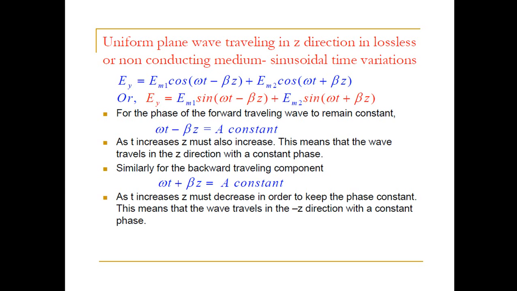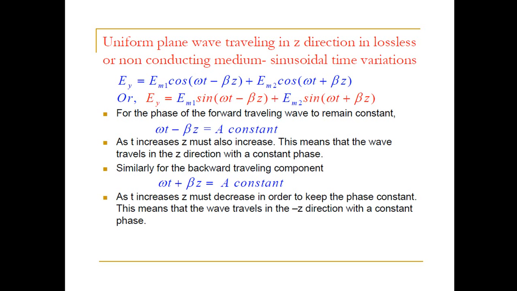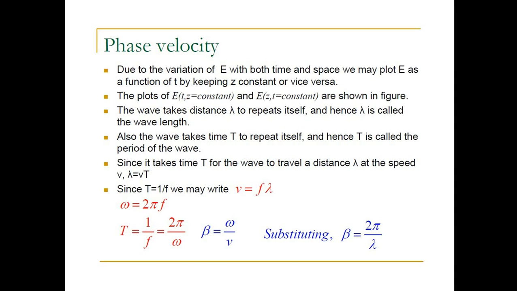To have the constant phase of the phasor value, we have to have this omega t minus beta z to be a constant value. With the increase of t, we have to increase the value of z, and in the same way, as we increase the value of t, the value of z must decrease for the minus z direction. From that we can understand another thing, which is the phase velocity.